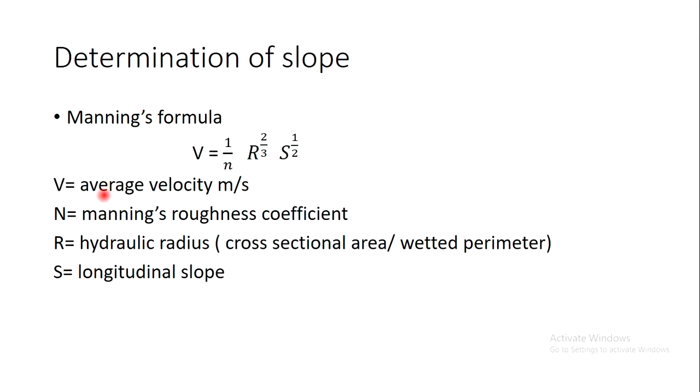Next step is determination of slope. Usually, determination of slope is done by using Manning's formula. Manning's formula is given by V is equal to 1 divided by N into R to the power of 2 by 3 into S to the power of 1 by 2, where V is the average velocity, N is Manning's roughness coefficient, R is the hydraulic radius, which is the ratio of the cross-sectional area of flow divided by the wetted perimeter, and S is the longitudinal slope.